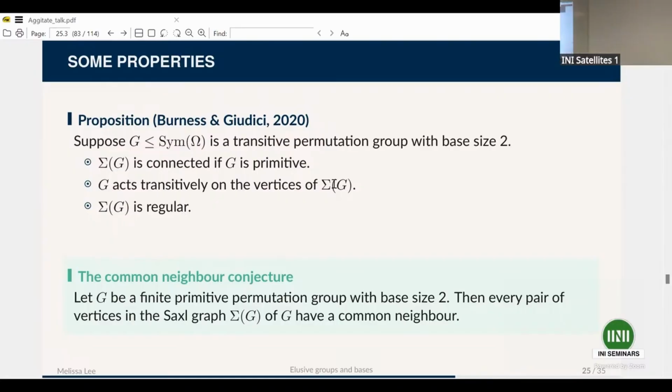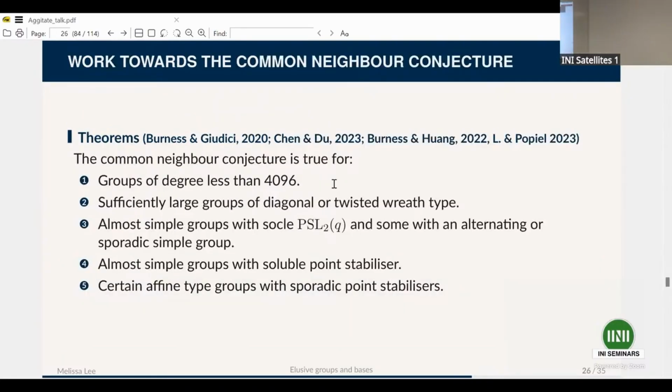And it also seems very strong if you think about the base version as well. So anyway, this conjecture has been proved in a number of cases by various people. In their original paper, they proved this conjecture for primitive groups of degree less than 4096. There's a database of these groups in GAP or Magma, and you can check them explicitly. They also show that the conjecture is true for sufficiently large groups of diagonal or twisted wreath type. These are 2 of the types of primitive groups in the O'Nan-Scott theorem.